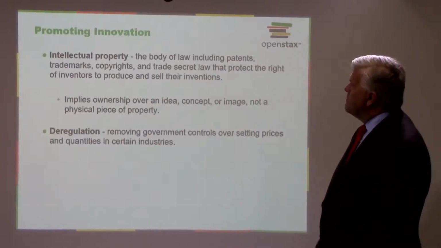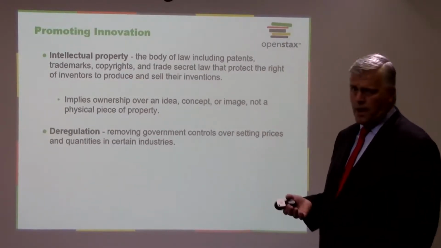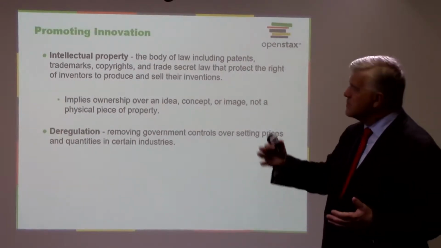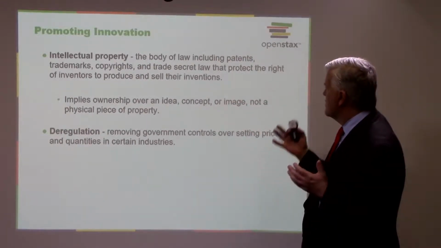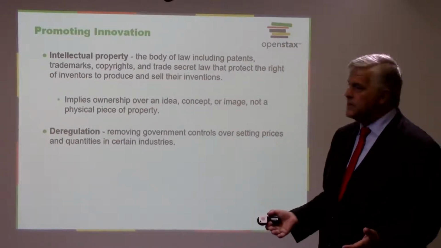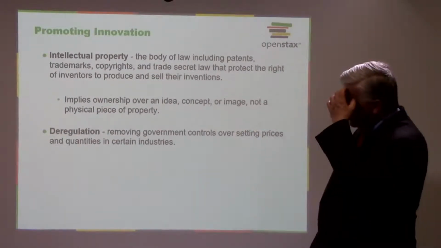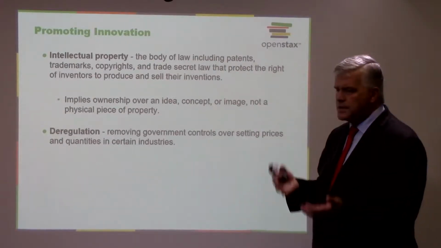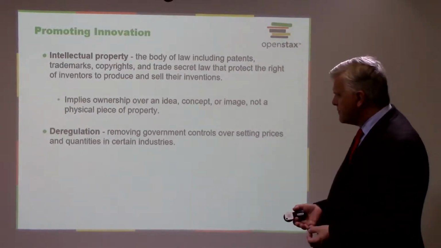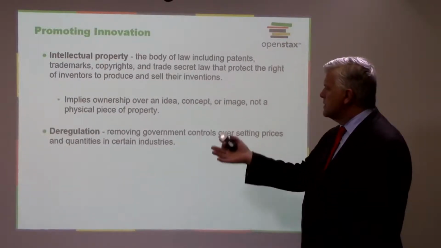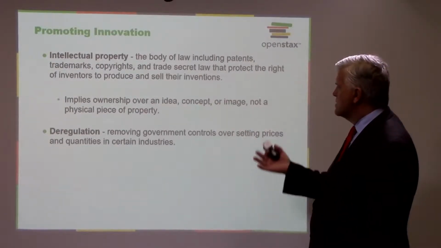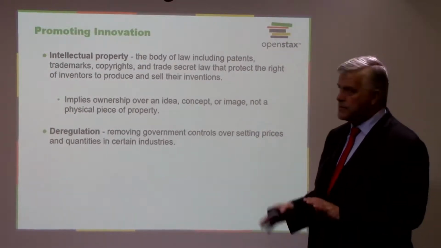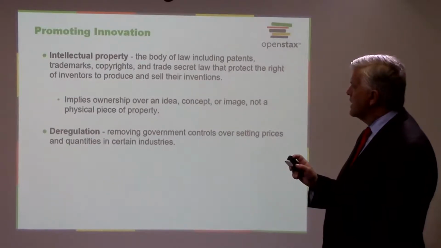Right? And then, of course, there's intellectual property, and that is simply the body of law, including patents, trademarks, copyrights, trade secret law that protect the right of the inventor to produce and sell their inventions. It implies ownership over an idea, a concept, or an image, not necessarily a physical piece of property. And then, of course, there is the notion of deregulation. That is removing government controls over setting prices and quantities in certain industries, and we'll revisit that later.